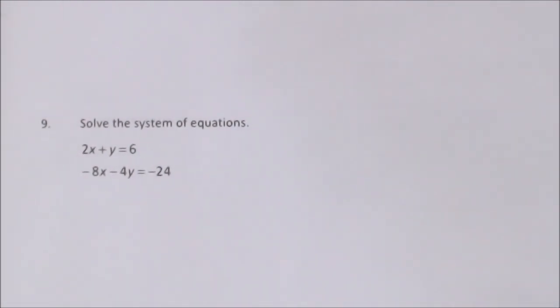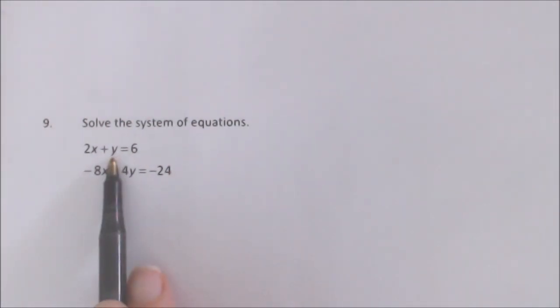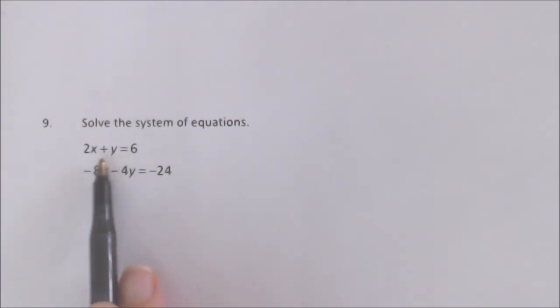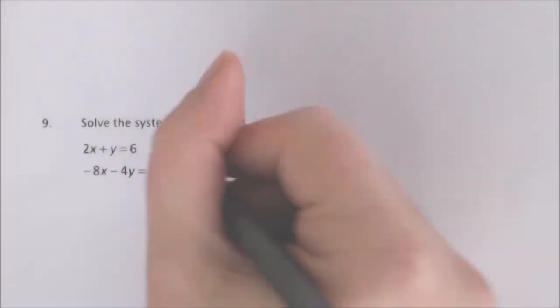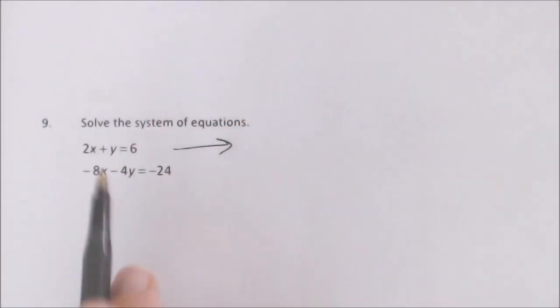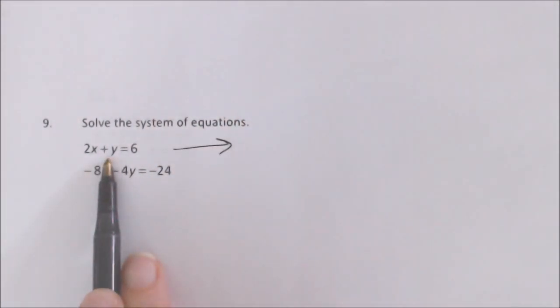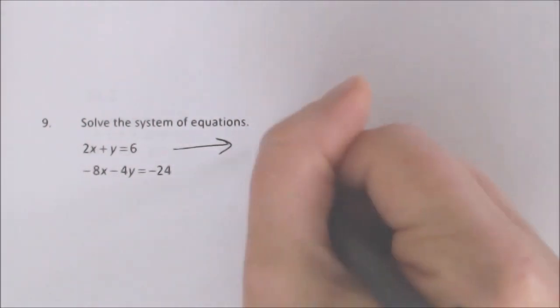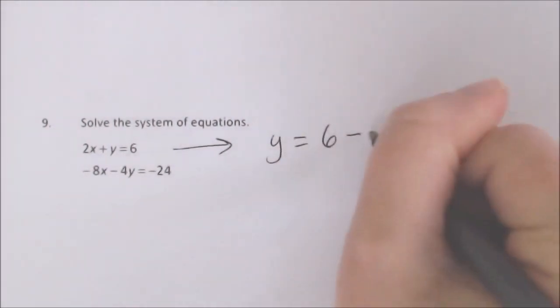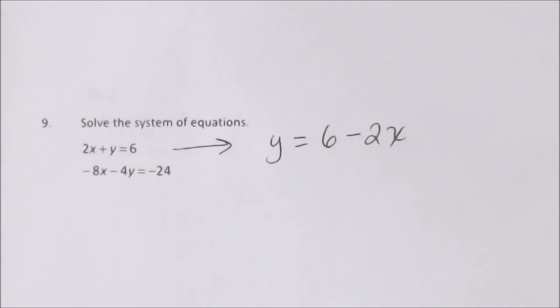We could actually use substitution. This might be a good one to use substitution on because we can solve for y in the first equation pretty easily without involving any fractions. Let's try it just for practice. So take that first equation and get the y by itself by subtracting 2x. We're going to get y equals 6 minus 2x.